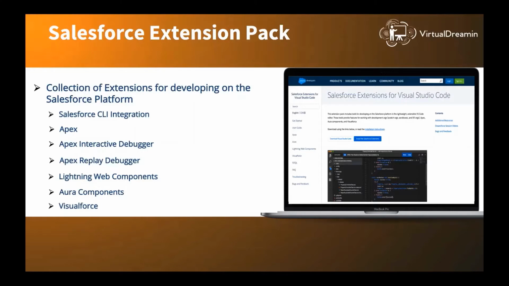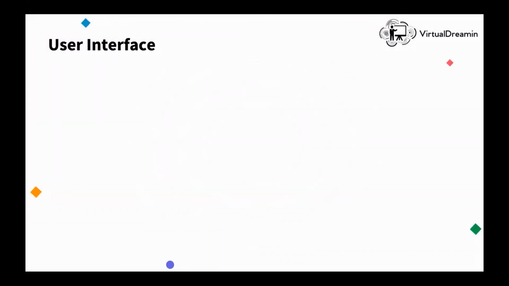So extensions are one way of extending the functionality of Visual Studio Code. The other way is by using plugins. Because Visual Studio Code comes with Node.js built in, you can always install Node.js plugins. For instance, Salesforce CLI can be installed as a plugin as well.